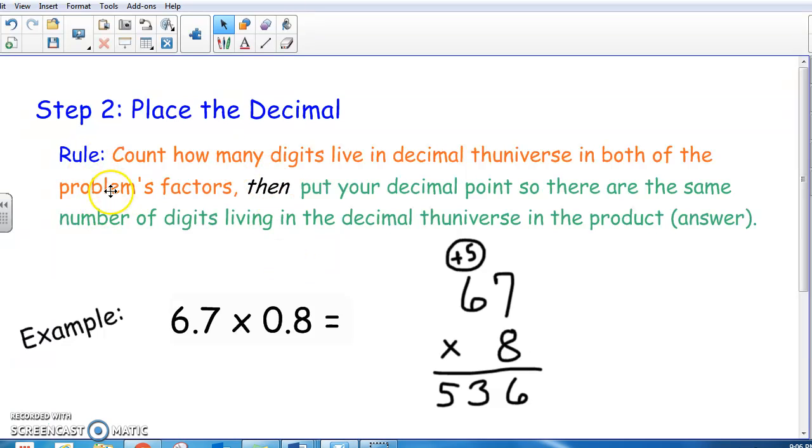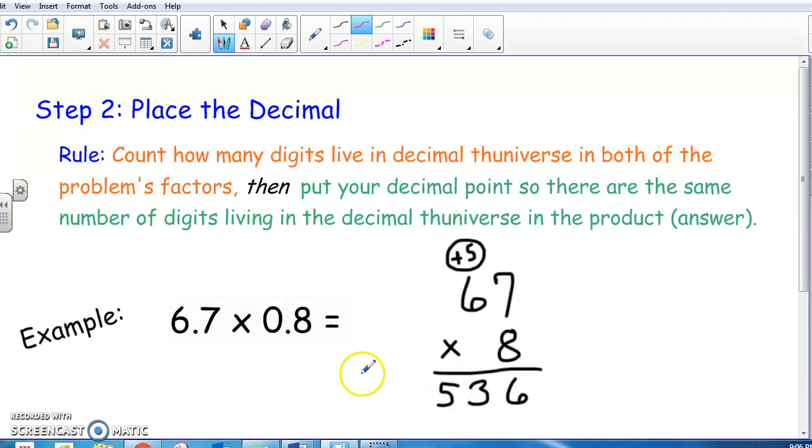The rule is simple. You're to count however many digits live in the decimal universe in both of the problem's factors. So the numbers we multiply together are called factors. We are going to start by counting how many digits live in the decimal universe in the problem. And then that number has to be the same number of digits living in the decimal universe in our product, in our answer. So we know when we did step 1, we got the digits 536.